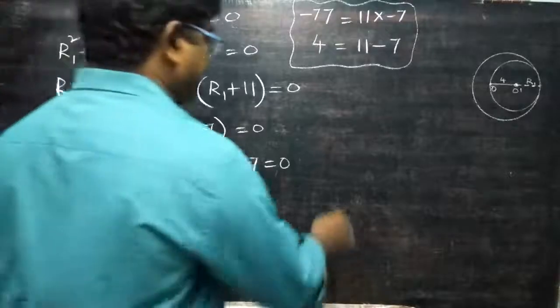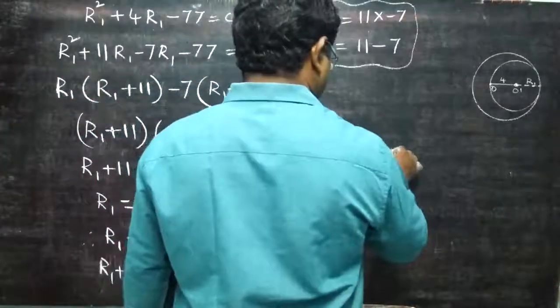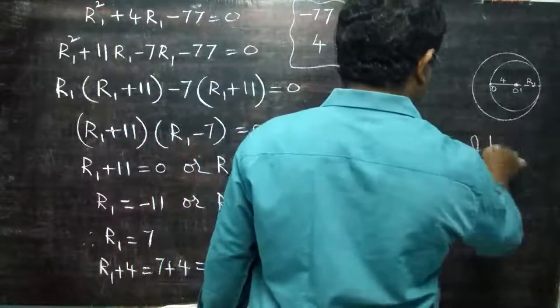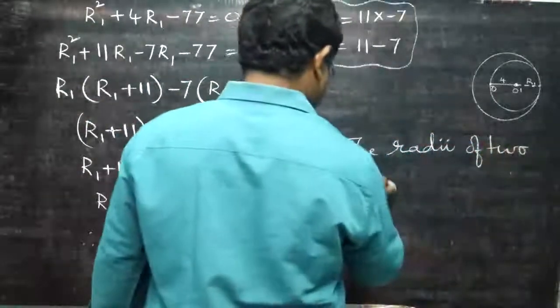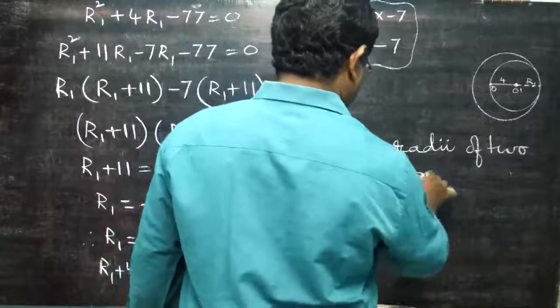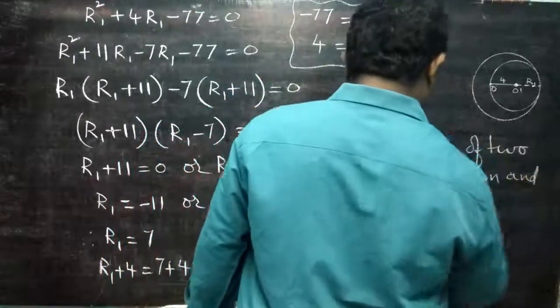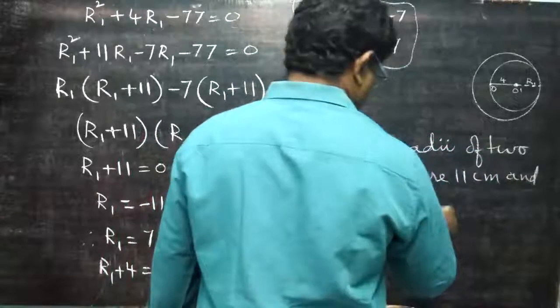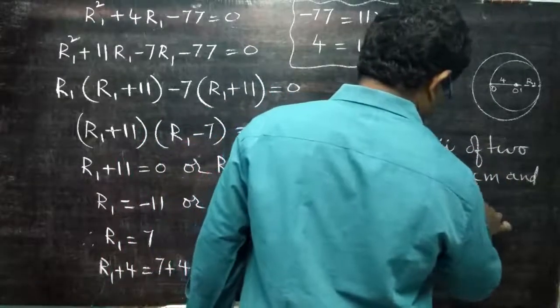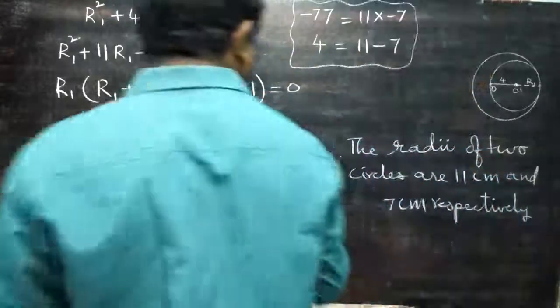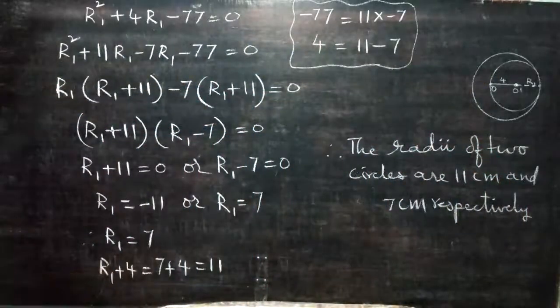They told us to find the radius. Therefore, the radii of the two circles are 11 centimeters and 7 centimeters respectively. Accordingly, the larger will be 11, the smaller will be 7.